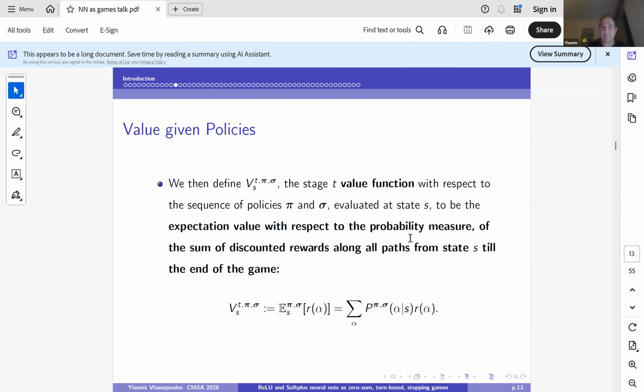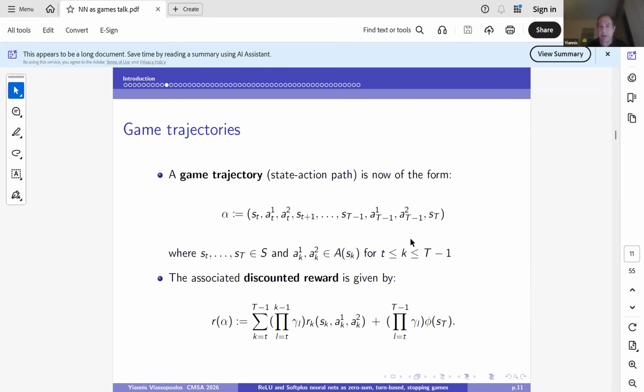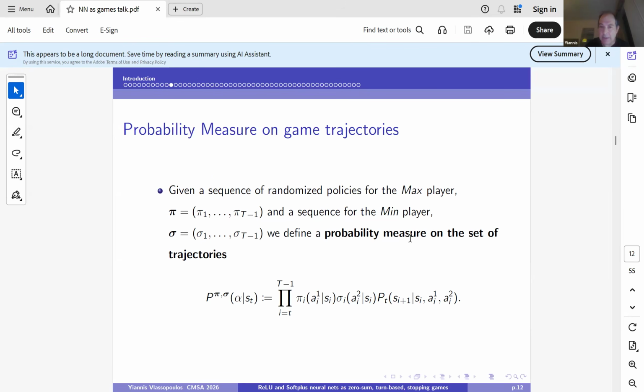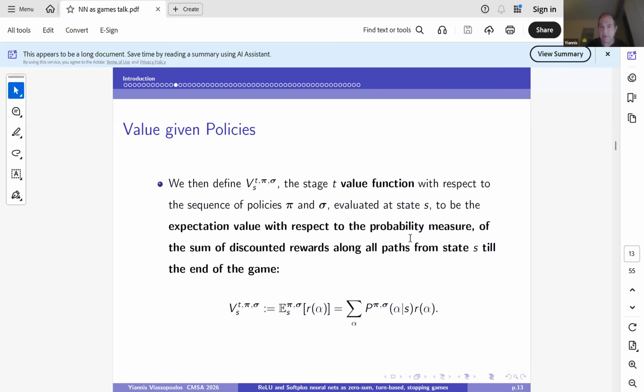And now, remember we also had the reward. So the value with respect to these particular policies is just the expectation value of rewards with respect to these policies. So basically you just sum up the probability of every path times the reward of the path. And you sum over all paths, and that's the value given these particular policies. Now, that is a kind of linear problem for the moment.